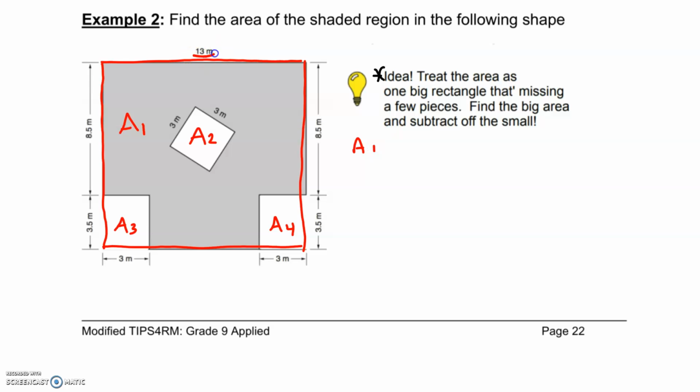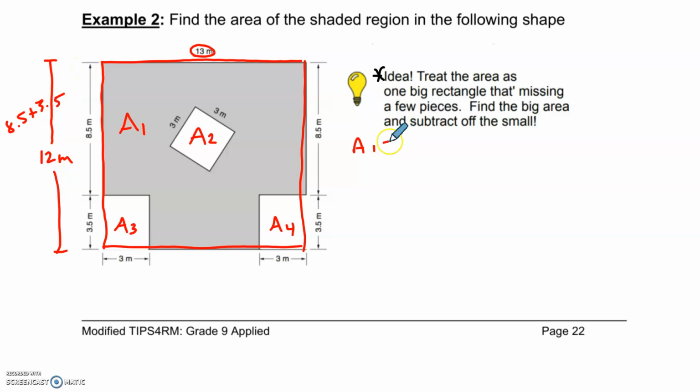So area 1, I have 13 for my length, but my width, I have 8.5, which is this shaded part here, and then 3.5 for that part where it's the corner. So I'm going to need to add those two numbers together to get the whole red length all the way down. So let's add them up. 8.5 plus 3.5 gives me 12. So from the top of the shape to the bottom of the shape, we know it's going to be 12 meters. And we got that by adding 8.5 plus 3.5.